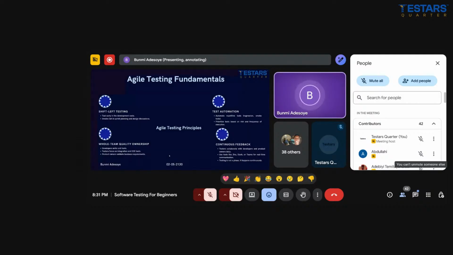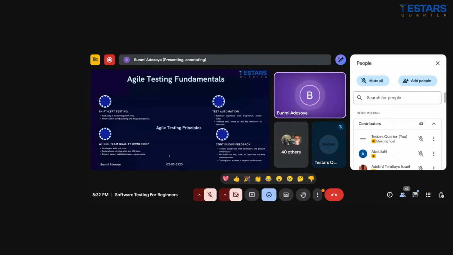So the last one is continuous feedback. Under the Agile approach, the same way you have continuous planning, where you engage and discuss whatever observations you have noted during the process, you also pay attention to continuous feedback. So under that process, testing is never finished. Even development is never finished. It's a continuous process. So in this phase, testers collaborate with both developers and product owners on a daily basis, right? Because things will be changing from time to time, even after the project has been deployed.